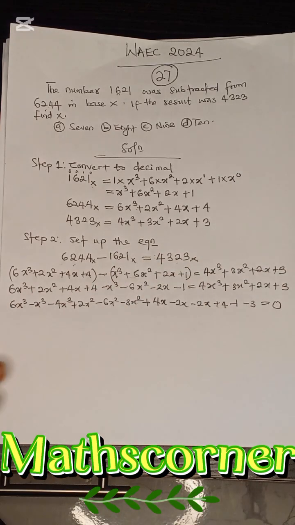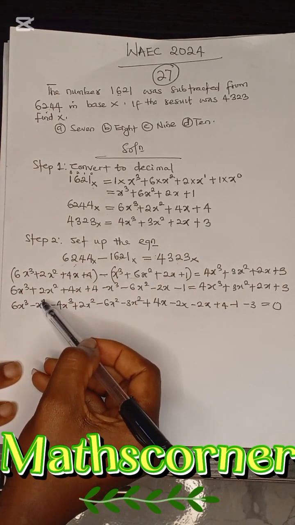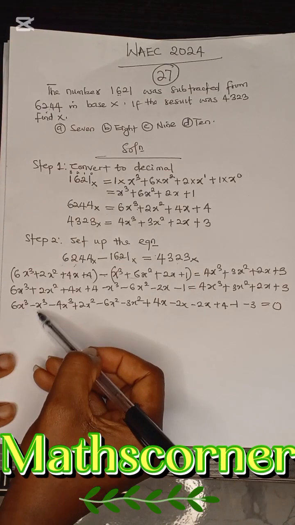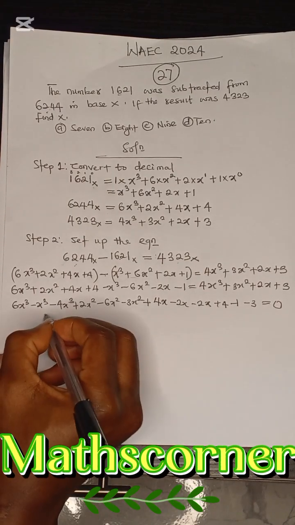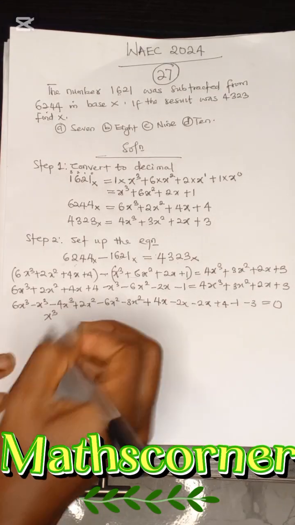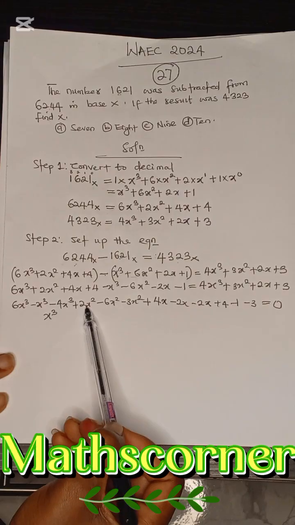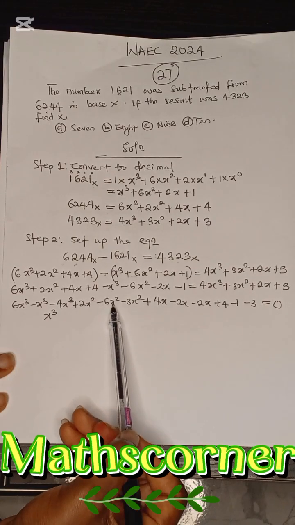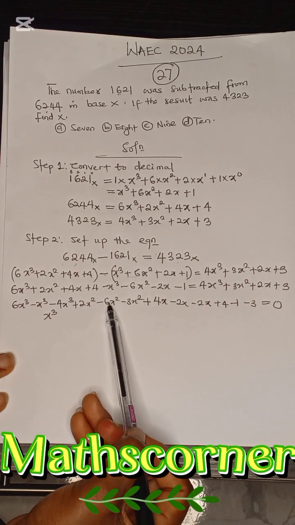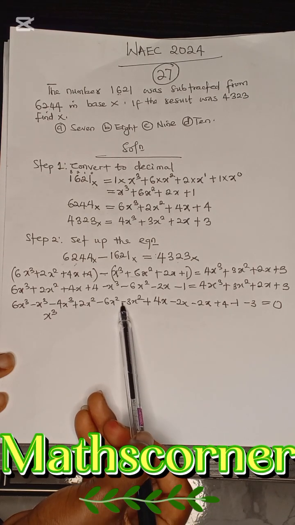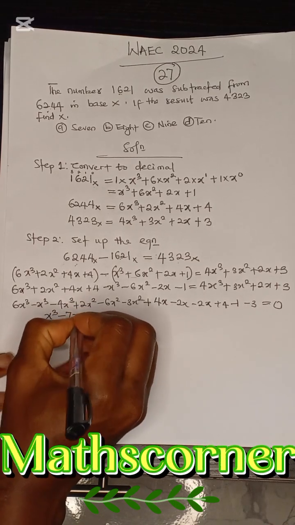Okay, so 6x raised to the power 3 minus 1x raised to the power 3 will give you 5x raised to the power 3. 5x raised to the power 3 minus 4x raised to the power 3 will give you just x raised to the power 3. We are done with this now. Over to x raised to the power 2. 2x raised to the power 2 minus 6x raised to the power 2 will give you minus 4x raised to the power 2. Minus 4x raised to the power 2 minus 3x raised to the power 2 gives you minus 7x raised to the power 2.